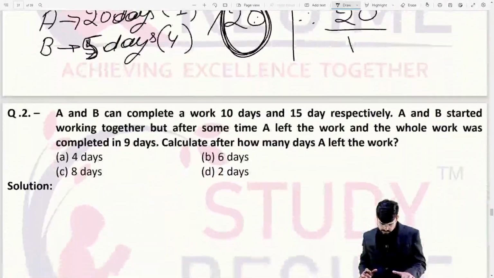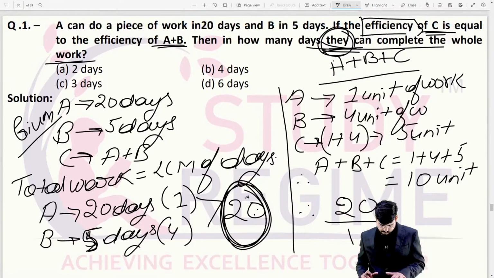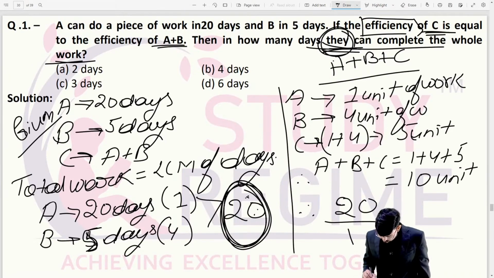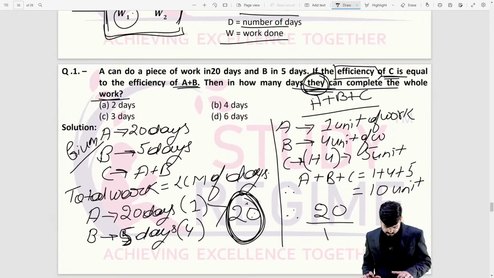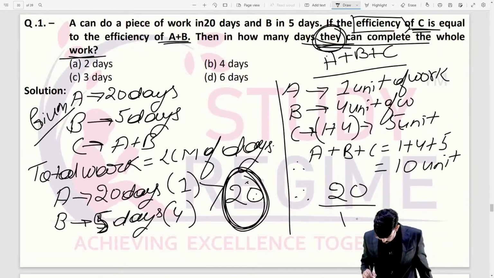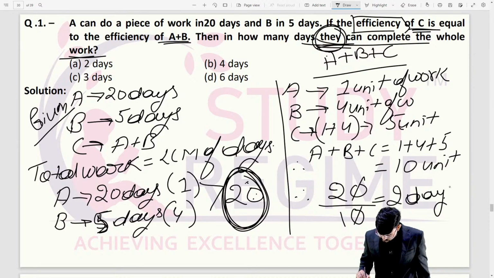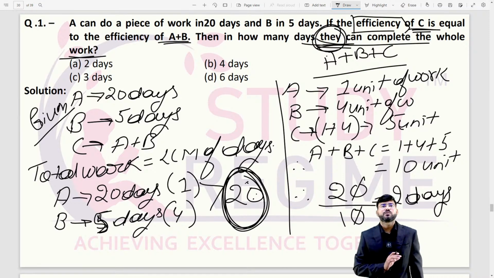let me go to the question first. In 1 day they do 10 units of work. So dividing, you will get 2 days. Clear? Very easy question.